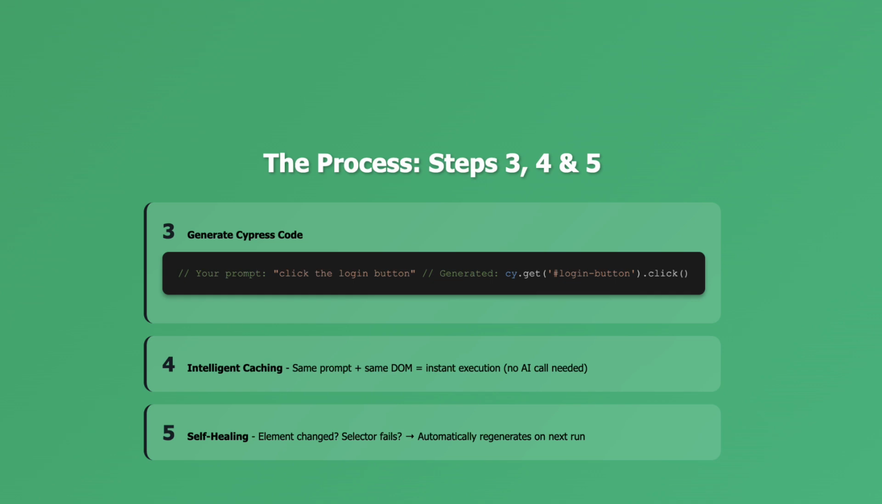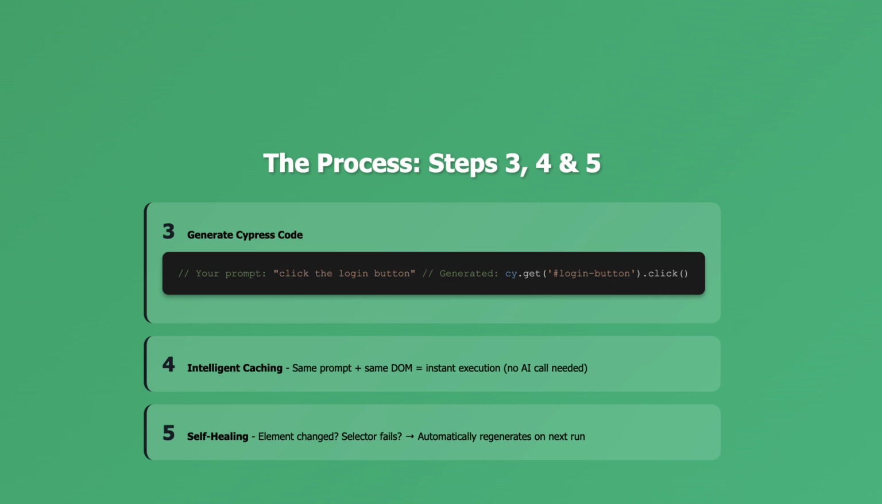Now the last step is self-healing capability. If a cached selector fails, maybe because an element was renamed or the attributes changed or the DOM structure was modified, Cypress automatically generates the code for that specific step. So this happens transparently on future test runs, keeping your test functional without you changing it. So this 5-step process is what makes cy.prompt both powerful and practical. The AI handles the complexity while you focus on describing what your tests do, not how to do it.